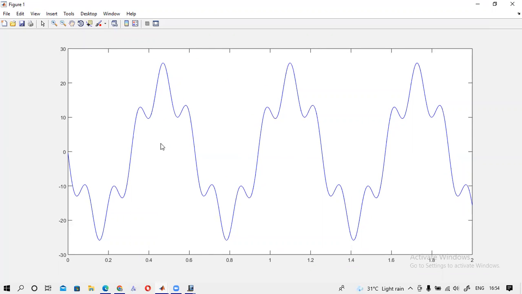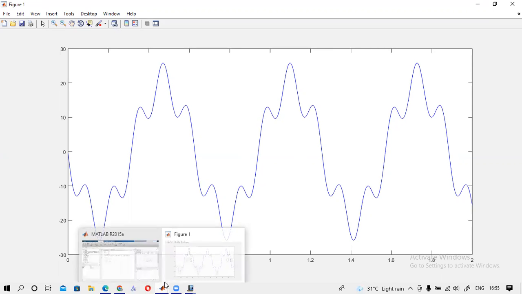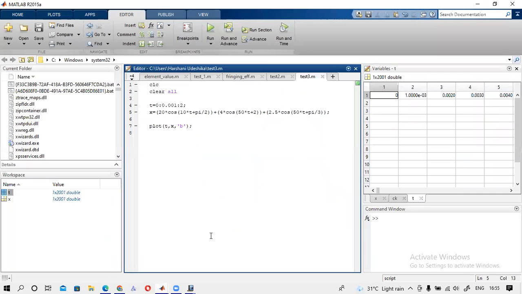So this is the most important thing you should understand. Okay, so here, how many frequency components are in this signal? Can you tell me? Please tell me how many.